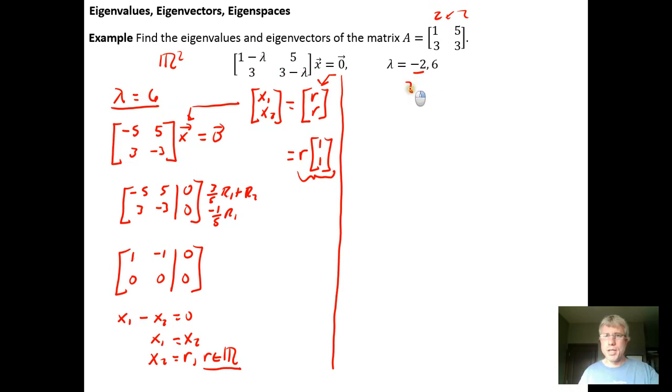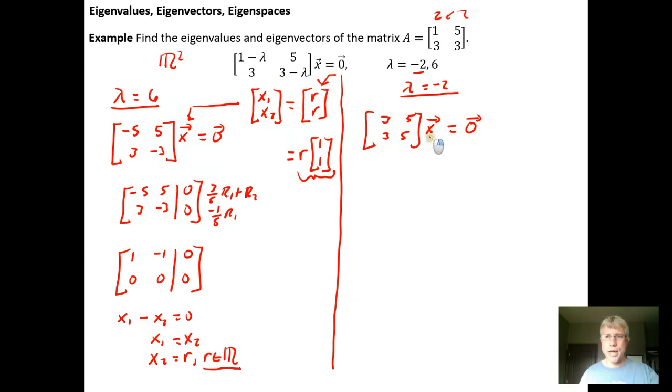Now I have another eigenvalue. I have lambda equals -2, and I need to know what is the eigenvector that goes with this eigenvalue. So again, it's just a matter of plugging the -2 into the matrix here. 1 minus -2 is 3, 5, 3, and 3 minus -2 is going to be 5. So we get this matrix times the eigenvector equals the 0 vector.